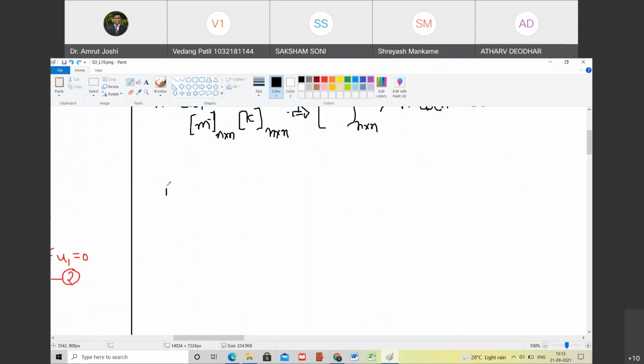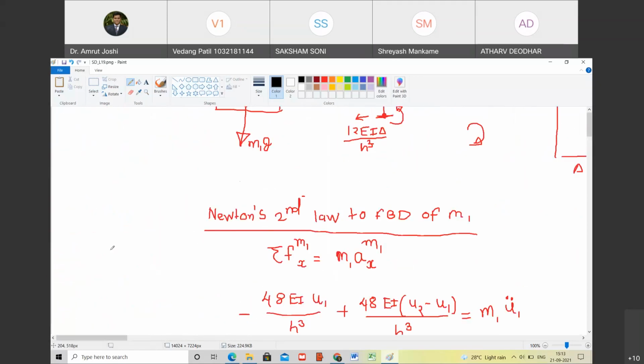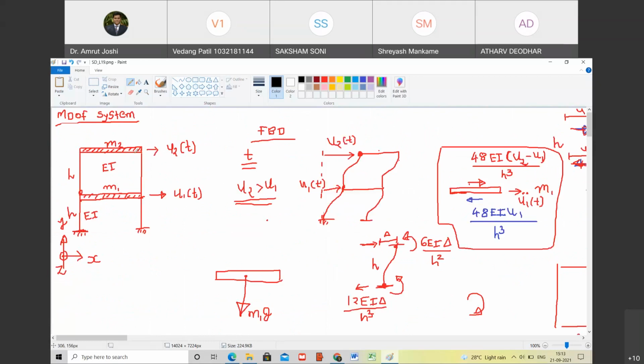So M1, the first term of generalized mass, M1 Z1 double dot plus K1, the first term of generalized stiffness, Z1 equals 0. Then M2 Z2 double dot plus K2 Z2 equals 0. These are the two equations, right? Yes, sir. Now pay attention to what I am trying to say. This system is not going to give you any response unless you disturb it from the mean position. Do you agree with me?